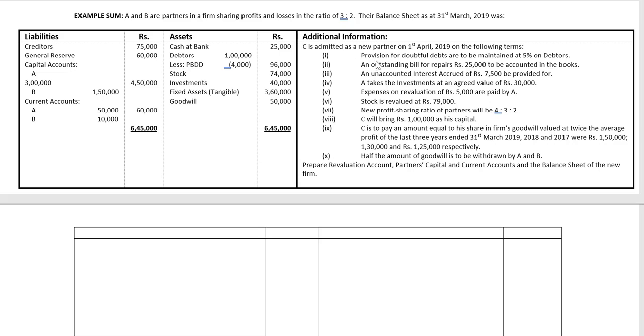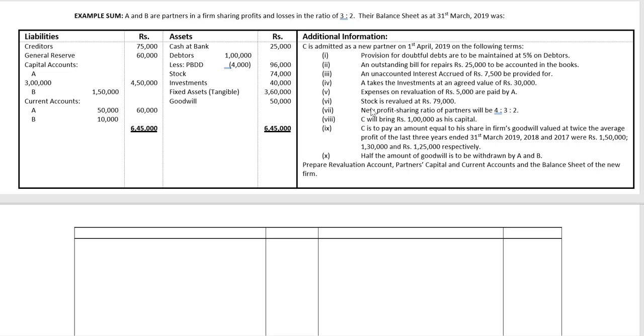First point, provision for doubtful debts is to be maintained at 5% on debtors. Second, an outstanding bill for repairs of rupees 25,000 is to be accounted in the books. Third, an unaccounted interest accrued of rupees 7,500 be provided for. Fourth point, A takes the investments at an agreed value of rupees 30,000. Fifth point, expenses on revaluation of rupees 5,000 are paid by A.